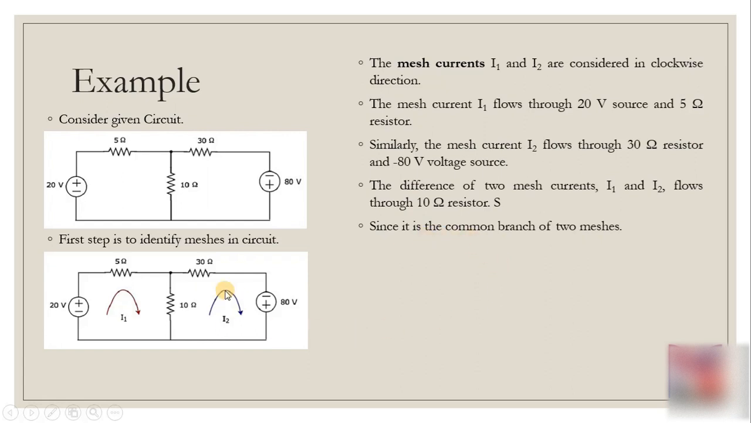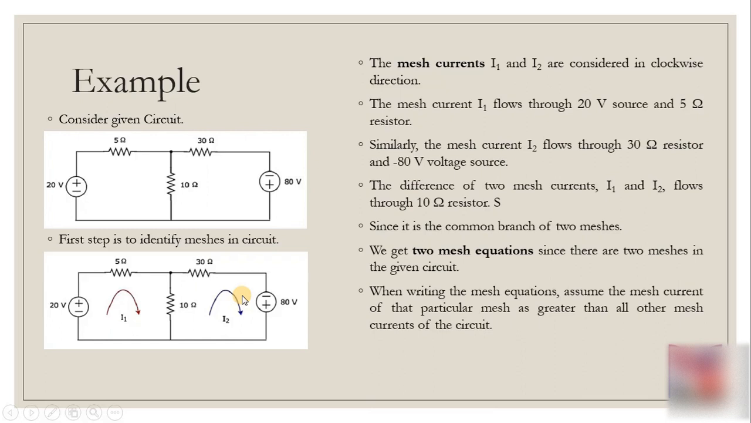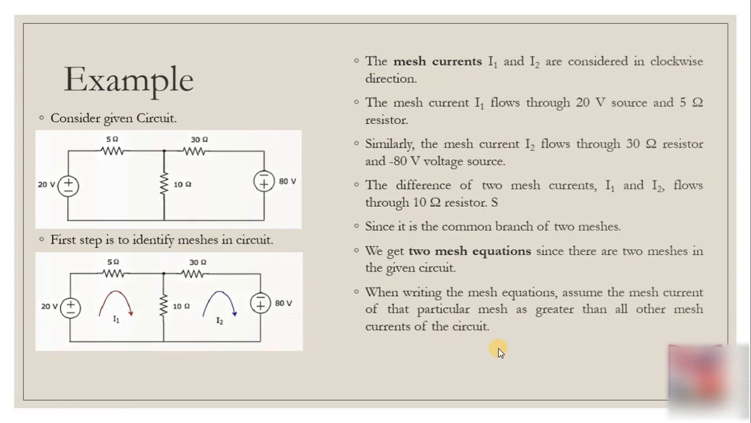As I already mentioned, the 10 ohm resistor is the common branch among the two meshes. So we get two mesh equations since there are two meshes in the circuit. When writing the mesh equations, assume that the mesh current of the particular mesh is greater than all the other mesh currents of the circuit.